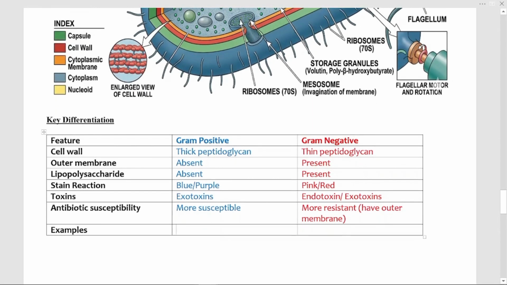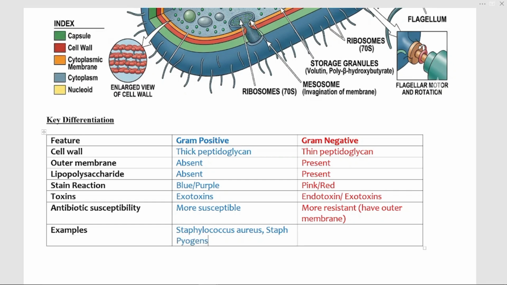Next, if you look at the examples, I just give major examples of the class that are found in the gram positive and the gram negative. Now, some examples of bacteria that are gram positive, very common, we've got the staph bacteria, the Staphylococcus aureus. You've got others like Staph pyogenes, so there are many staph. All the staph bacteria belong there.